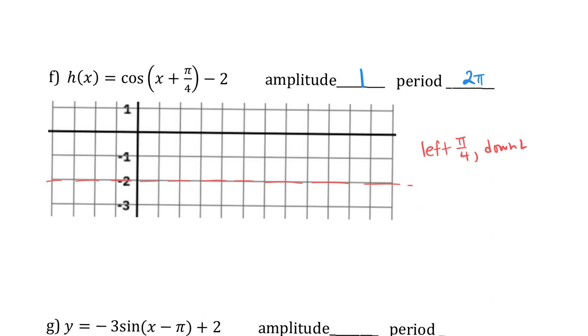Period's 2 pi like normal, so I'm not going to mess with my period. I'm going to call this pi. I'm going to call this 2 pi. I need to go left pi over 4, so I need to figure out how big pi over 4 is. 0 to pi is here. I need to divide it into 4 spaces. 1, 2, 3, 4. So each of these is pi over 4.